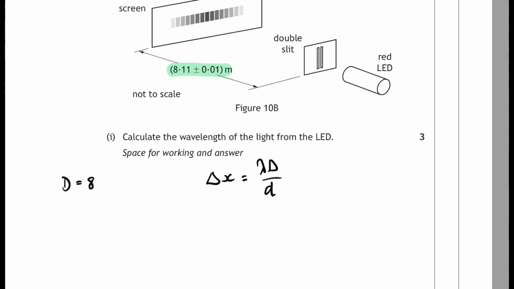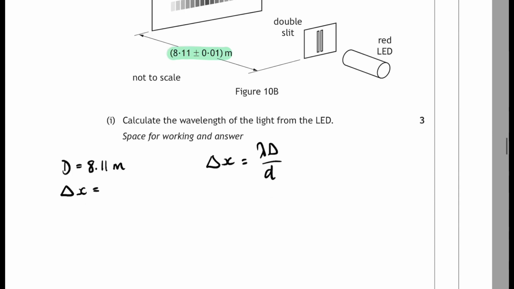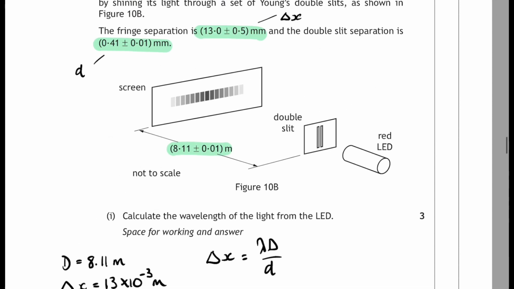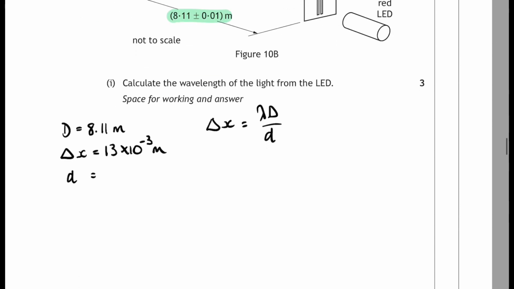So let's make a list of all of those measurements first. The distance to the screen was 8.11 metres. The separation of the fringes, or the bright spots on the screen, was 13 millimetres, that's 13 times 10 to the minus 3 metres, and the slit separation on the double slit was 0.41 millimetres, or 0.41 times 10 to the minus 3. Now let's sub all of them into the relationship.